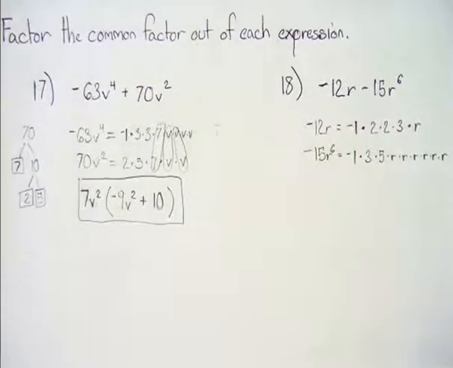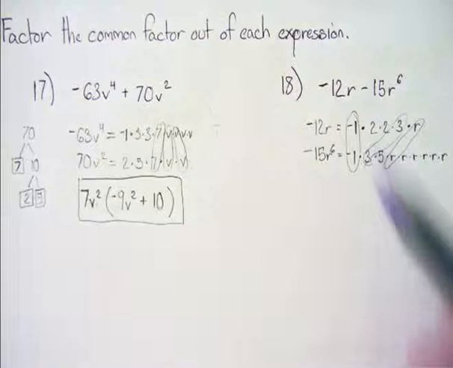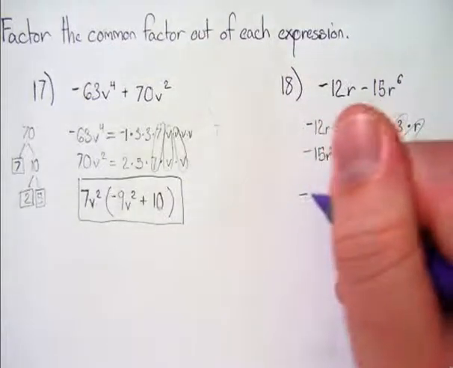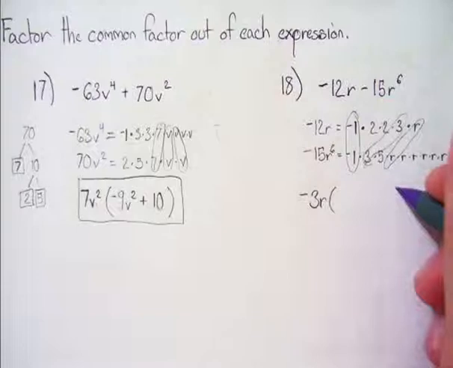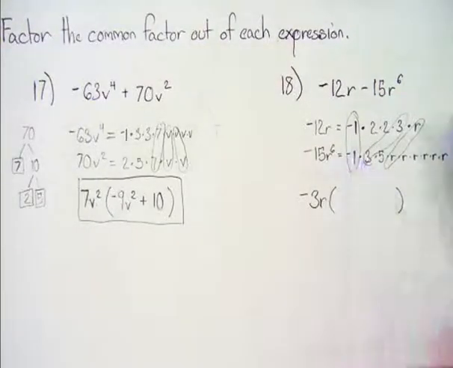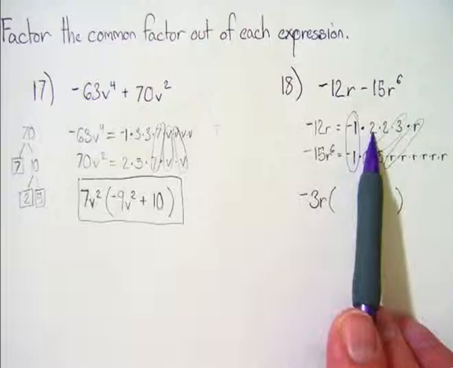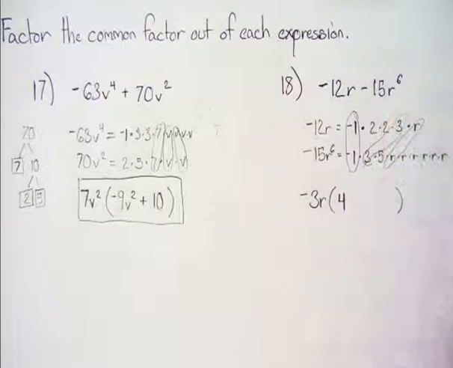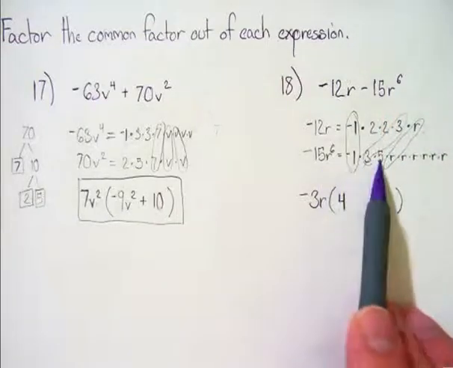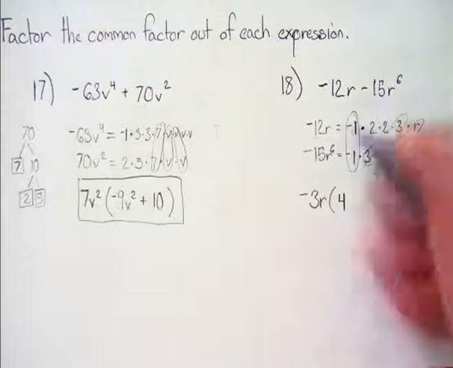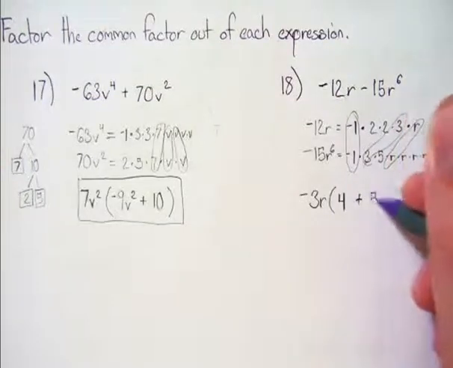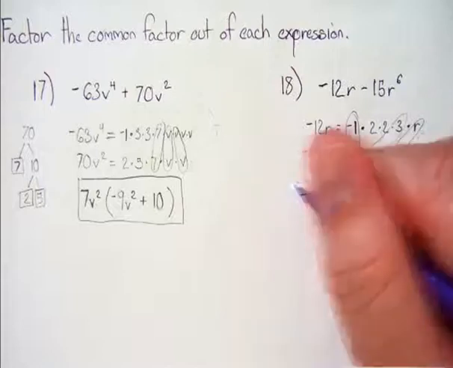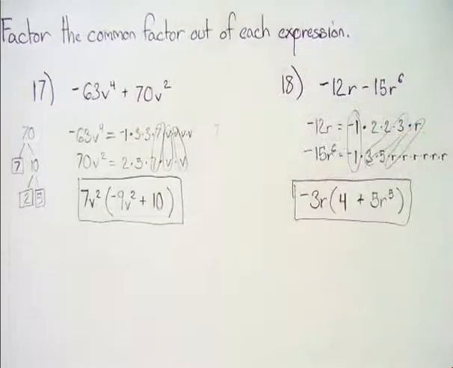Just like that. Now I need to look for what they have in common. They have a negative 1, a 3, and 1 r in common. So multiply all that together, and I would get negative 3r. And I'm going to distribute that throughout what's left from all the rest of this. So from our negative 12r, I have 2 times 2 left over, so that's just 4. And from this one, what I have left over is 5 times 5 r's, so that would be plus 5r to the 5th. And that would be my factored expression.